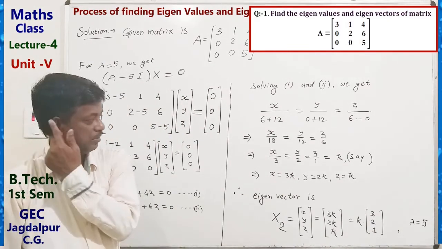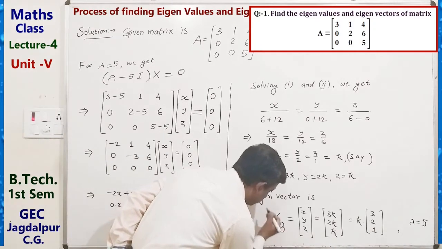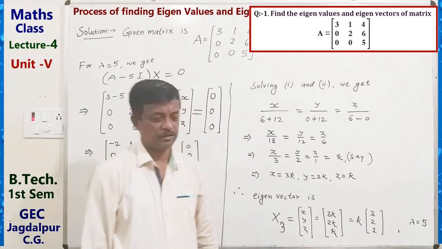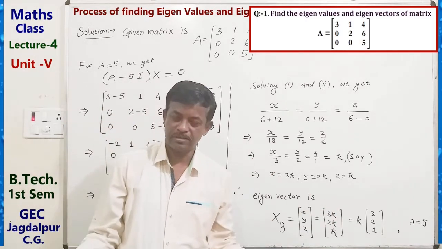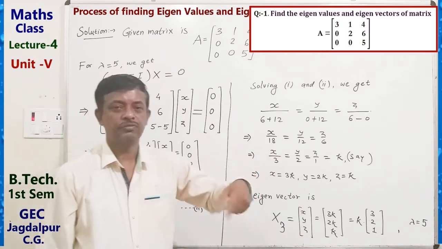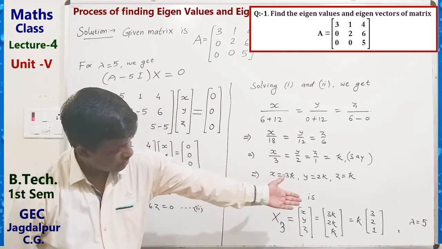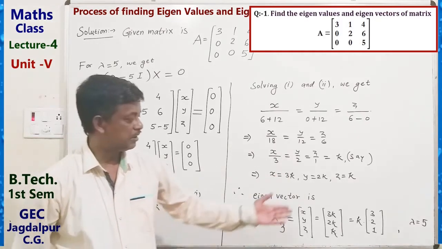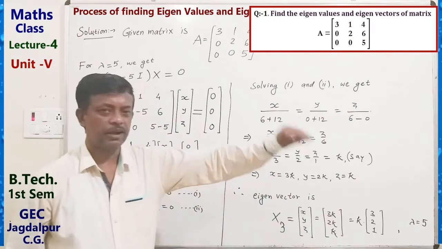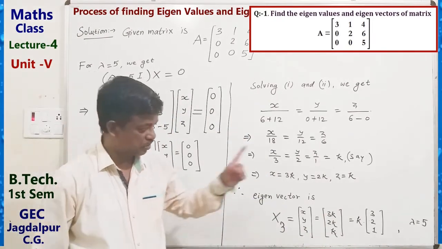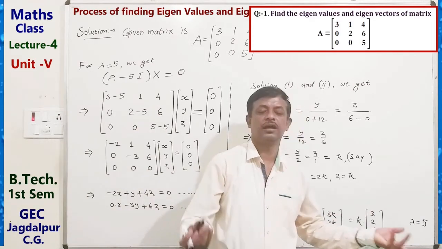So 3, 2, 1 corresponding to lambda equals 5. Very simple, finding the third eigenvector corresponding to 5. So x1, x2, x3 are eigenvectors corresponding to lambda equal to 2, 3, 5. We got it. Okay. So here k is what? Any arbitrary number. You can put an arbitrary number, you can get infinitely many eigenvectors corresponding to 5. So for a particular k equal to 1, 3, 2, 1 is an eigenvector.